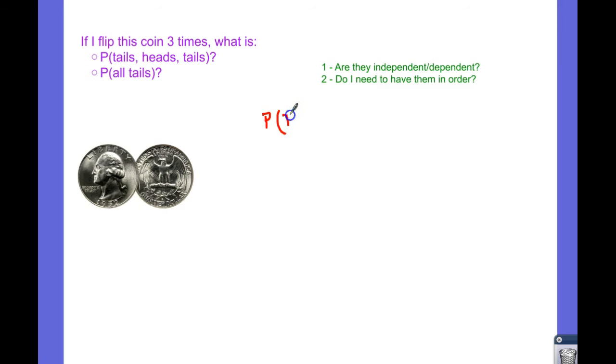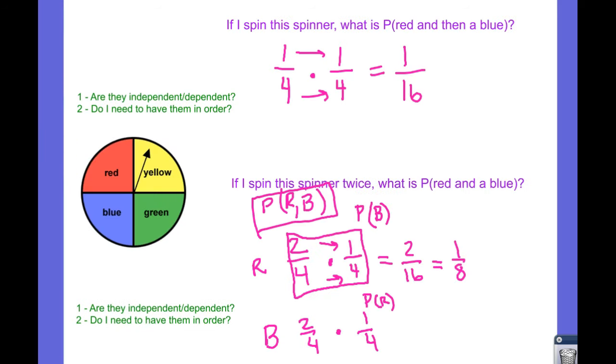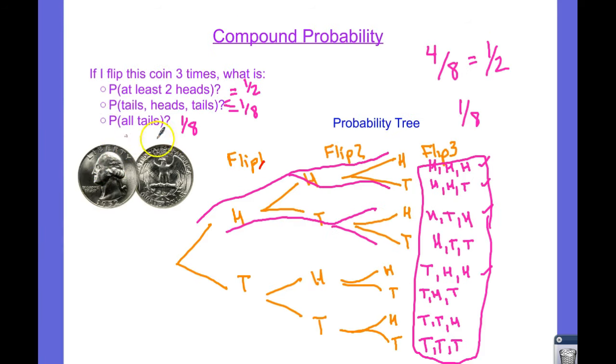So I will just multiply the probability of a tails times the probability of a tails times the probability of a tails, which would be 1/2 times 1/2 times 1/2. So when we're multiplying straight across, I have 1 on top, out of 2 times 2 is 4 times 2 is 8. 1/8, which is what we have in the last scenario using the probability tree. There is 1 all tails out of 8.